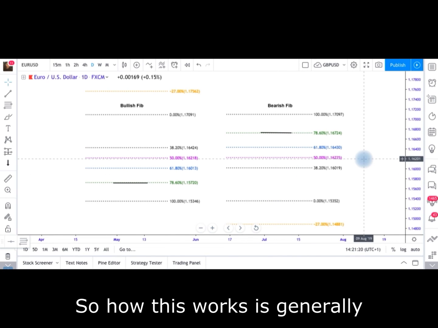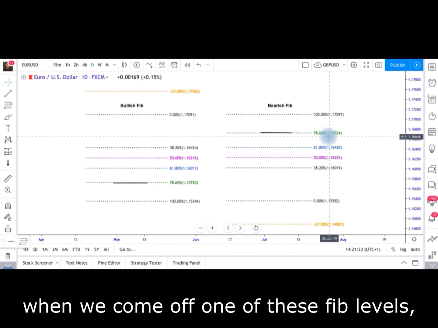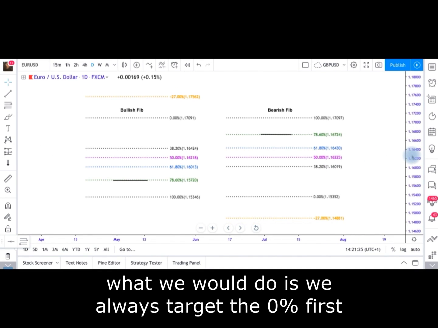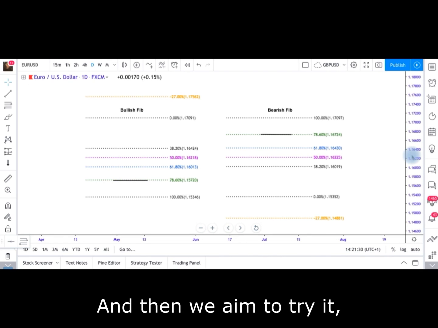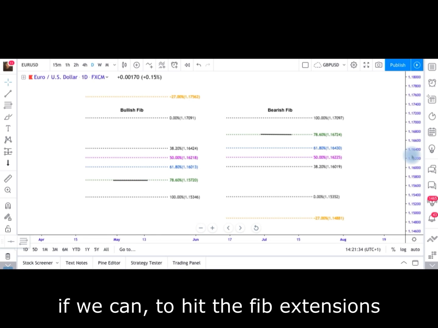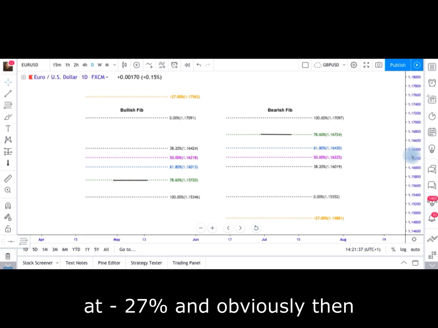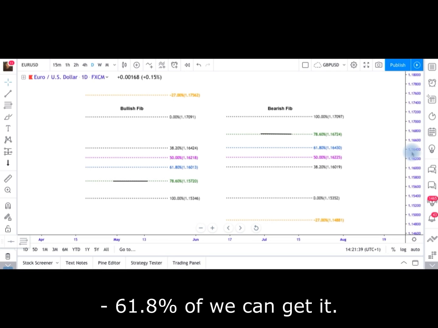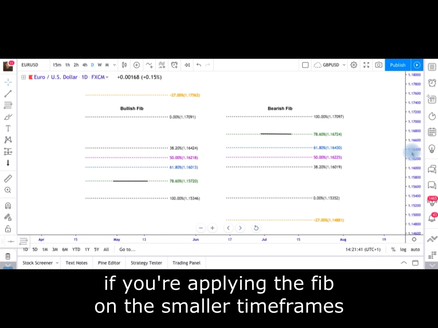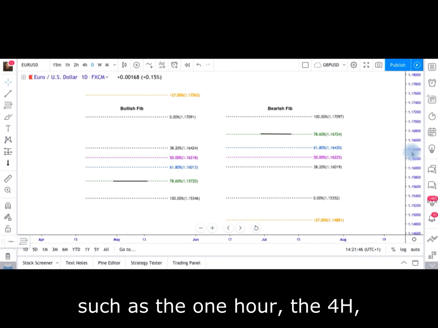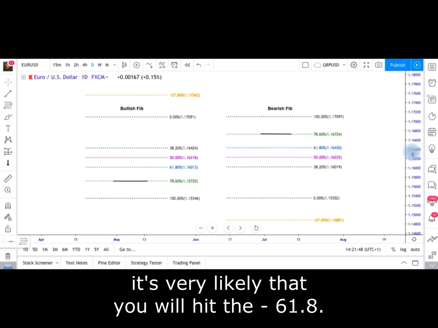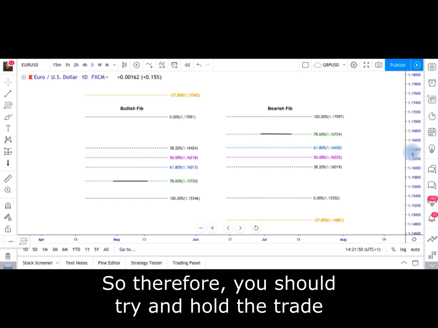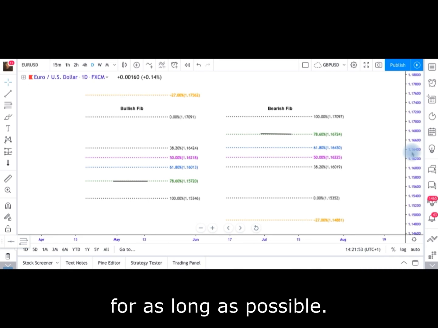So how this works is generally when we come off one of these fib levels, we always target the 0% first to take off a percentage of our profit, and then we aim to try, if we can, to hit the fib extensions at minus 27%, and obviously then minus 618% if we can get it. Now, generally speaking, if you're applying the fib on the smaller time frames, such as the 1 hour or the 4 hour, it's very likely that you will hit the minus 618. So therefore, you should try and hold the trade for as long as possible.